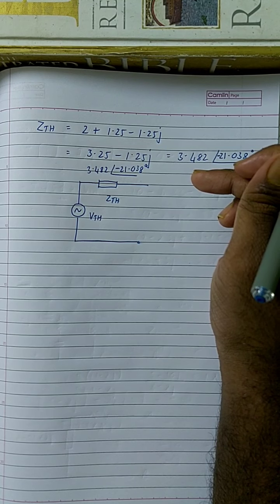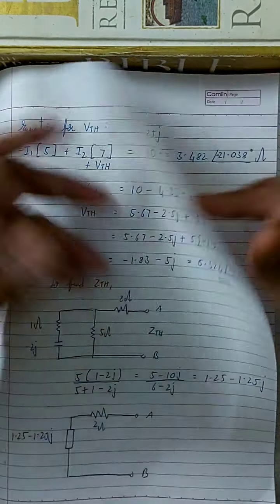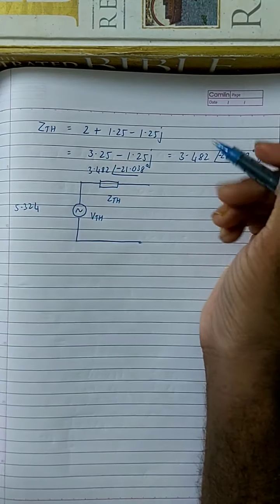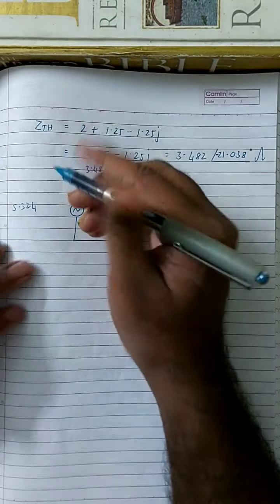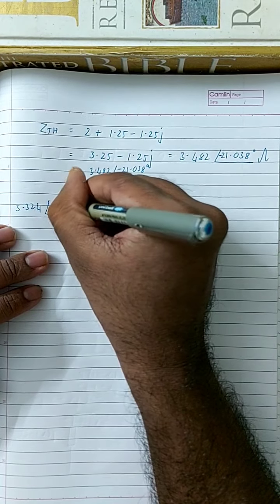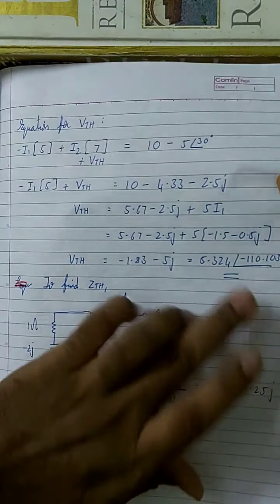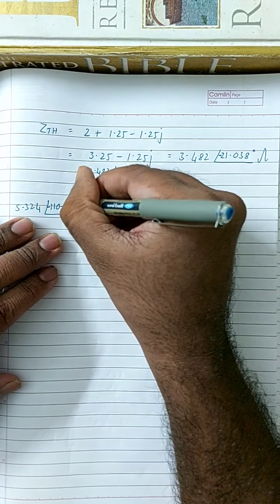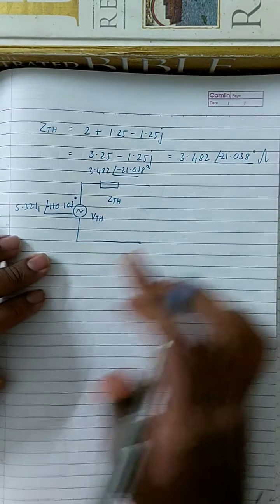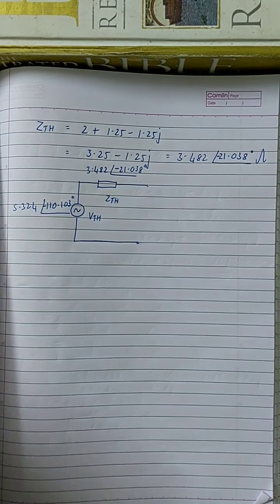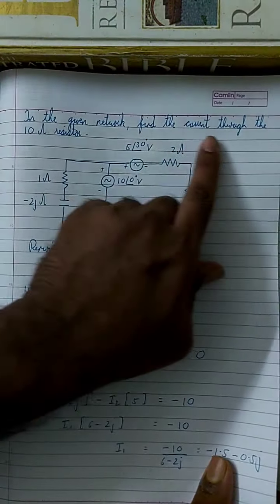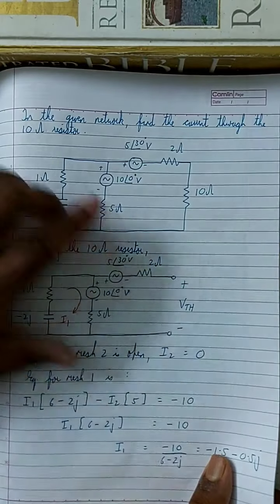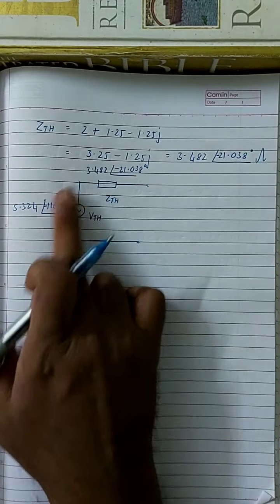Okay, and over here it is VTH. What is the value of VTH? VTH is 5.324 angle minus 1.103 degrees. Okay, and now the question was to find the current through the 10 ohm resistor, and that 10 ohm resistor you removed, and the remaining circuit you converted to its Thevenin's equivalent.